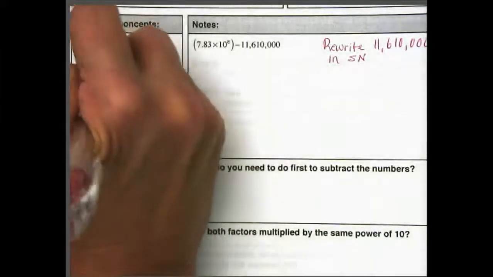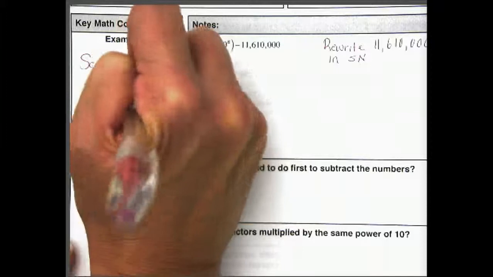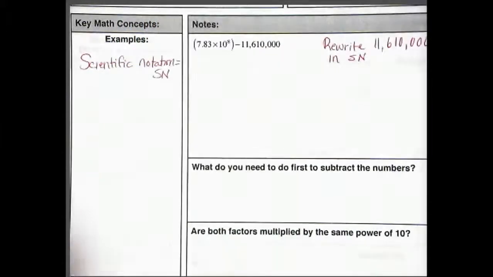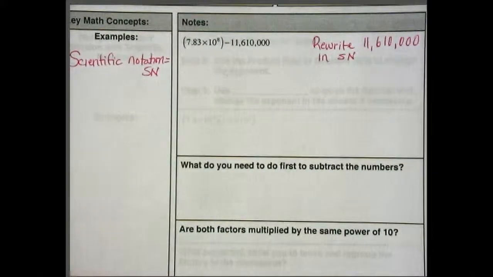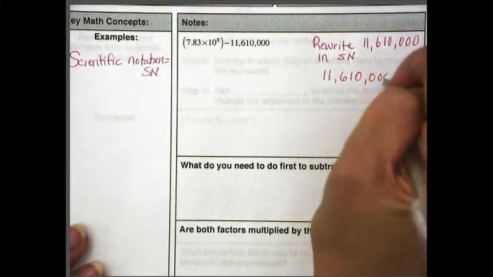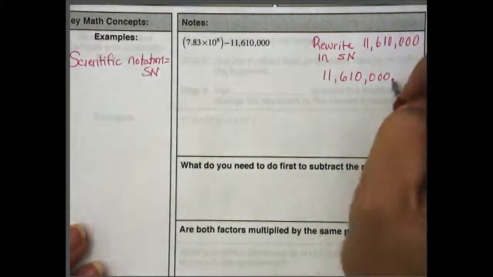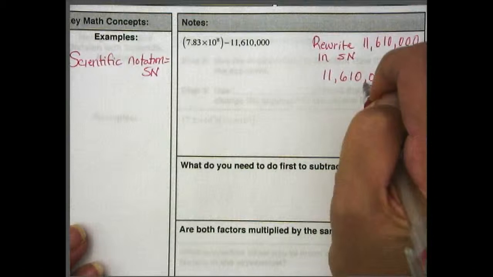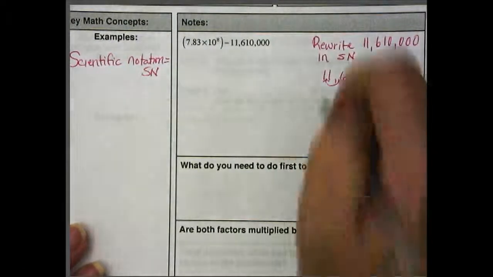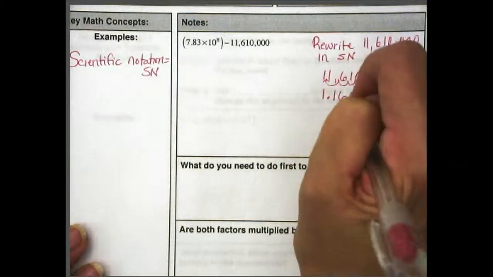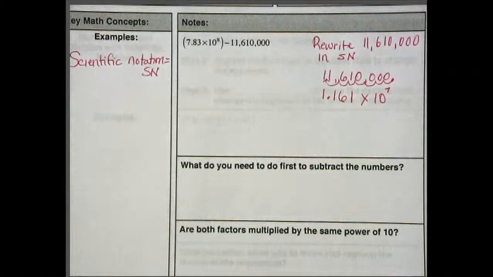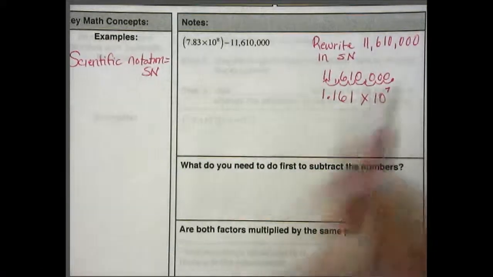If you want to write over here so you know what that means, we do not have to write it so many times. Scientific notation equals SN. So if I have to rewrite that, I'm going to take my number, and we have a decimal point here. Remember from our last lesson, we're going to move it 1, 2, 3, 4, 5, 6, 7 places in order to get it in correct form. So 1.161 times 10 to the 7th, because this was a number greater than 1.